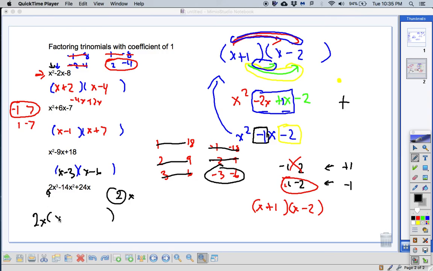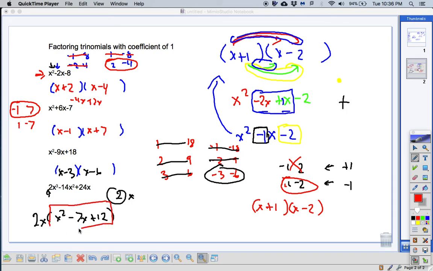And you're going to get x squared. 2 times 1 is 2. x times x squared is x to the third. Minus 7. 2 times 7 is 14 with the minus symbol. And I needed x because x times x is x squared. Plus, and then half of 24 is 12. So 2 times 12 is 24. 2 with the x times 1 is x. So that's it.